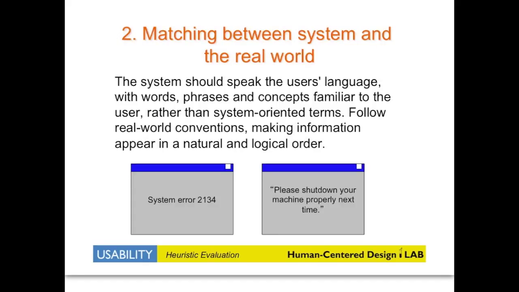Matching between the system and the real world. The system should speak the user's language, with words, phrases, or concepts rather than system orientation. Like if you talk about the system or computer software, they show a message like system error 2134. In this one, it's quite impossible to understand the meaning of it. But if you say please shut down your machine properly next time, this is user language.